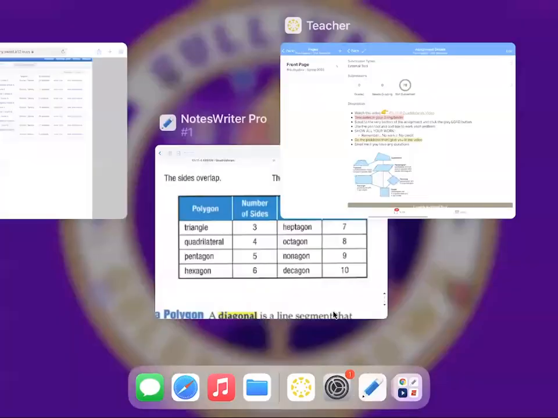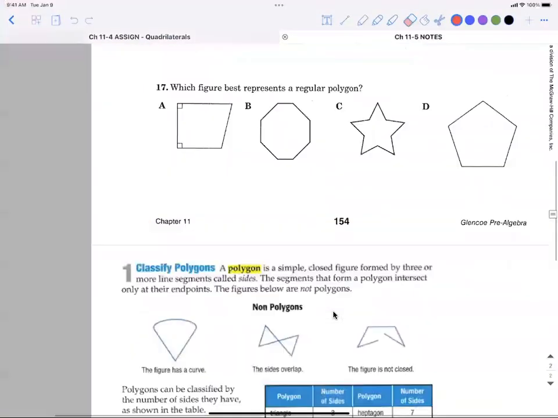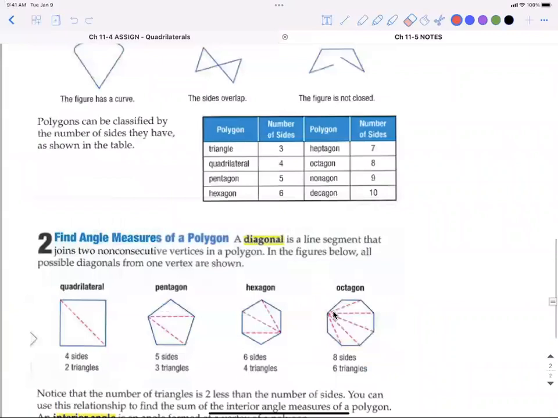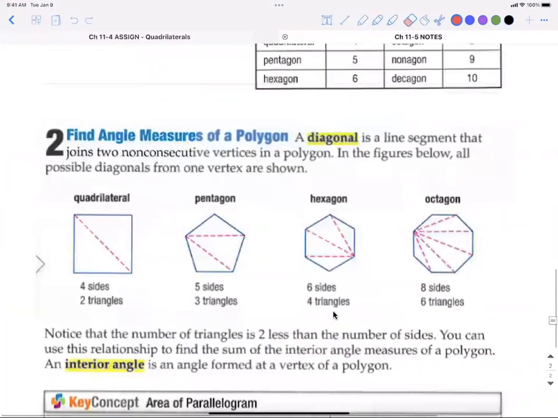Okay, so if we have some quadrilaterals, and you'll have these on your homework, and you need to classify them, you just count the sides. It's really that simple. And there's regular polygons and there's irregular polygons. These are all examples of regular polygons, and the reason they're regular is because all their sides are congruent.